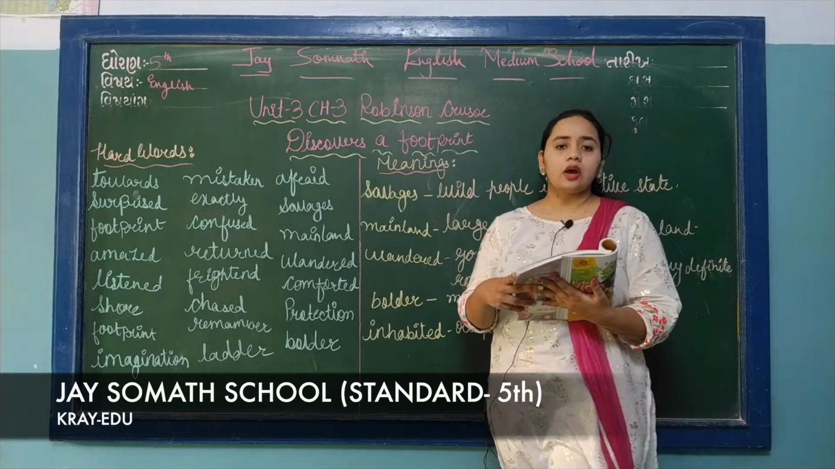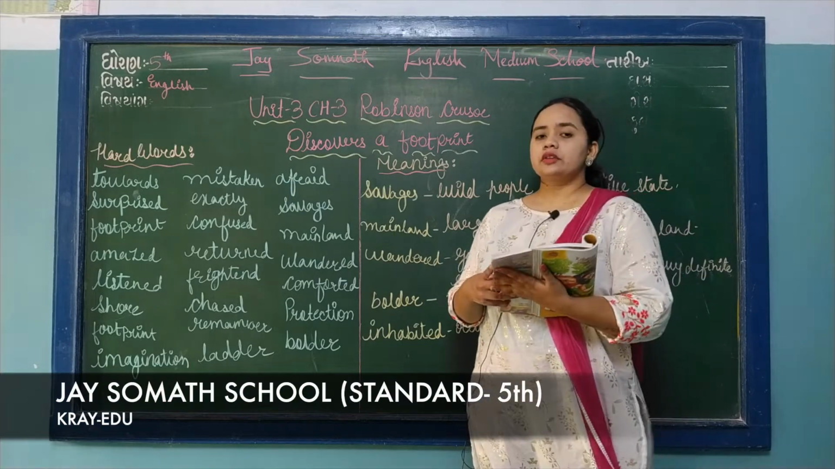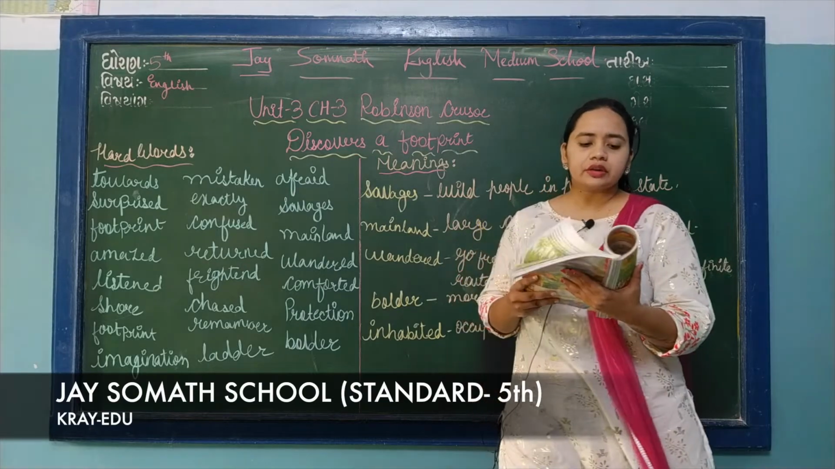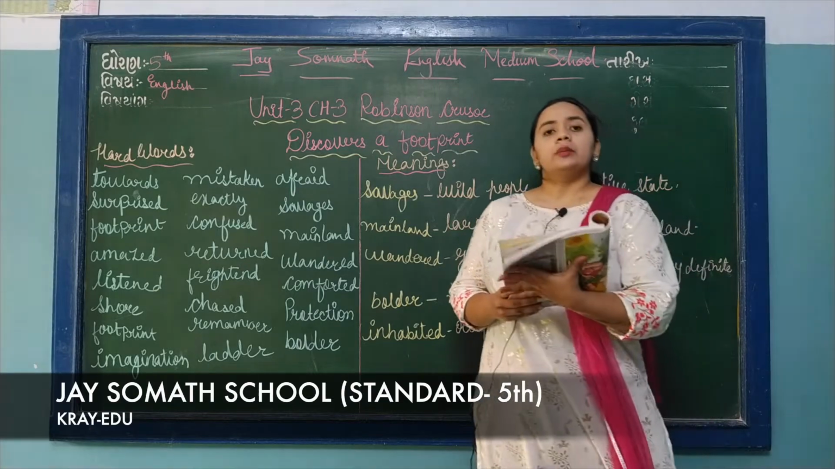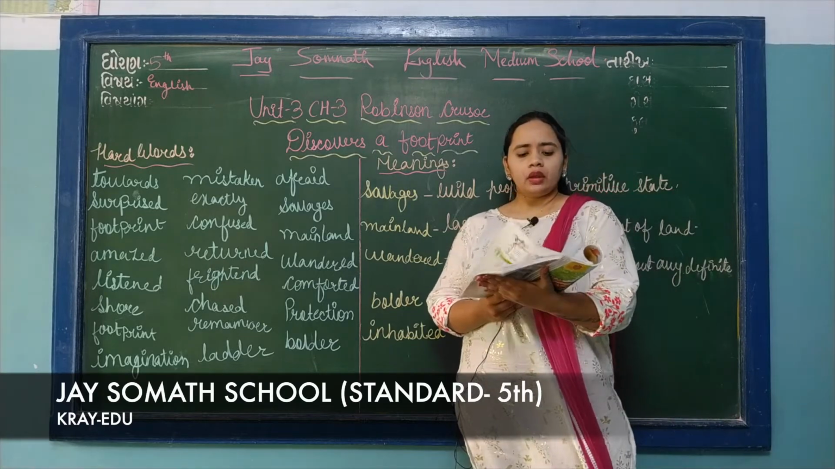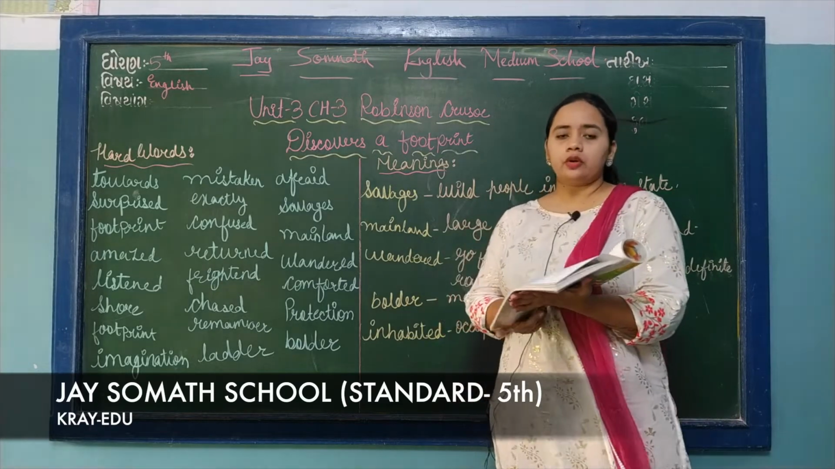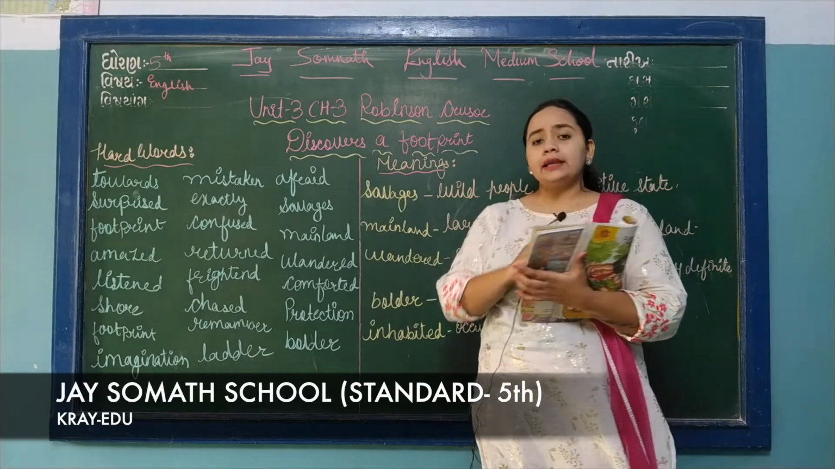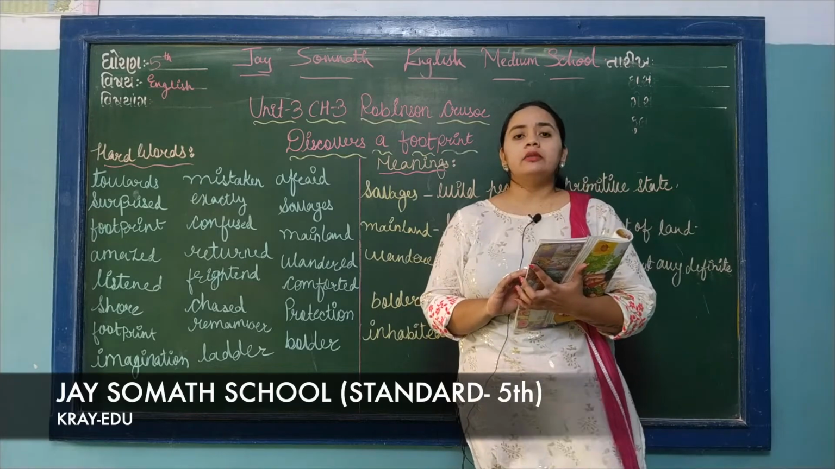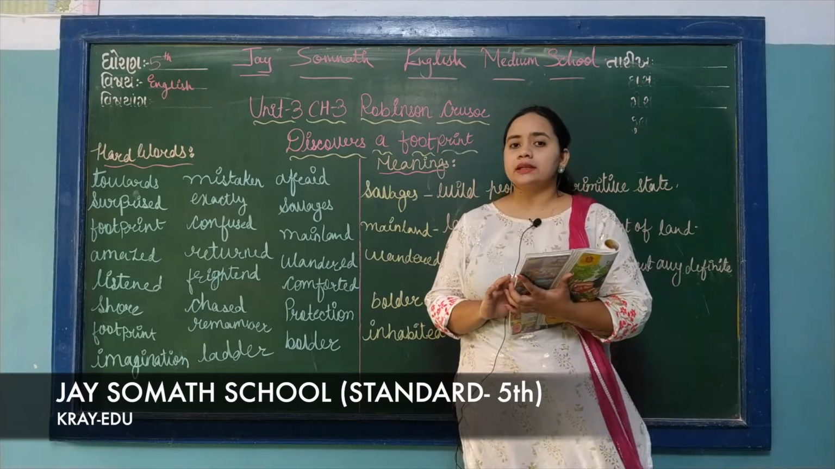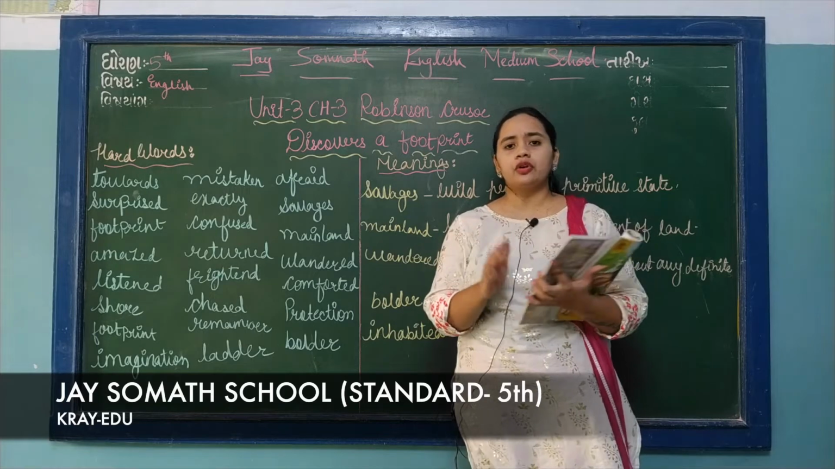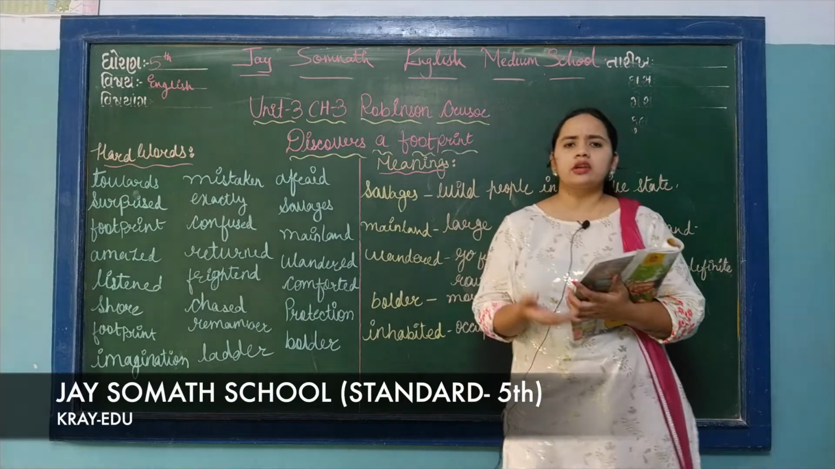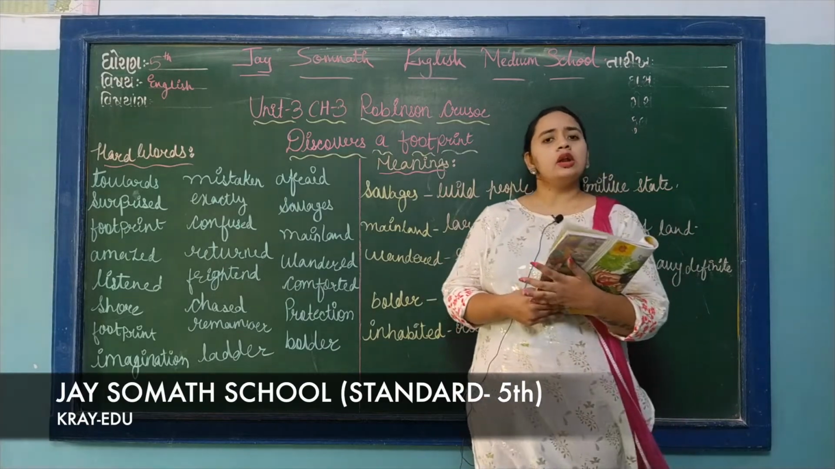Good morning, students. Now we'll move further towards our chapter of Unit 3, that is Robinson Crusoe Discovered a Footprint. This is a story in which Robinson Crusoe is alone, living on an island, which is covered by water from all four sides and has a limited portion of land, and on that there must be some forest, mountains or anything. That is called an island.